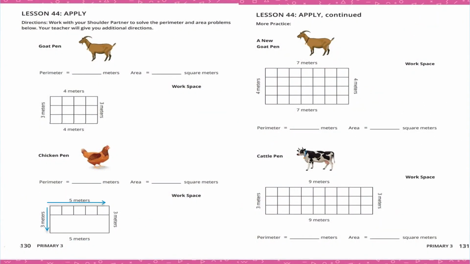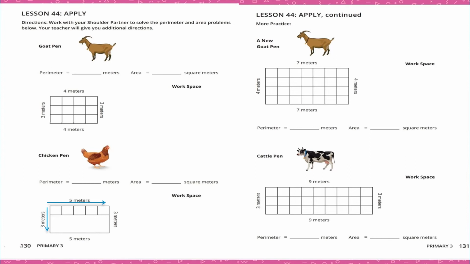Here in lesson 44, we will apply for perimeter and area. We have here some animals and we wanted to find their pens, perimeter and area. This goat has this pen. Pen means the place we put the goat inside, the place or the house of this goat. Okay, so this goat, its pen is like this array, like this shape.